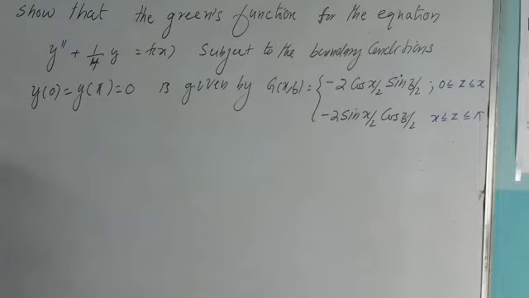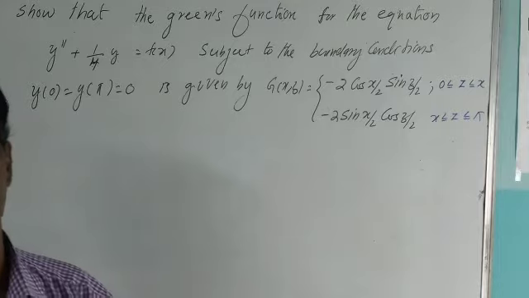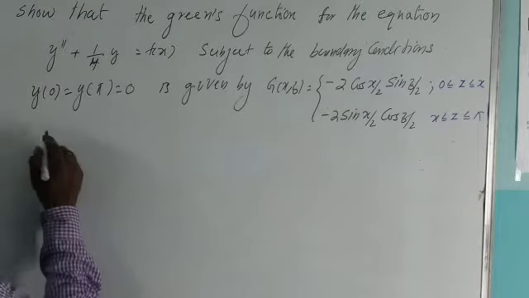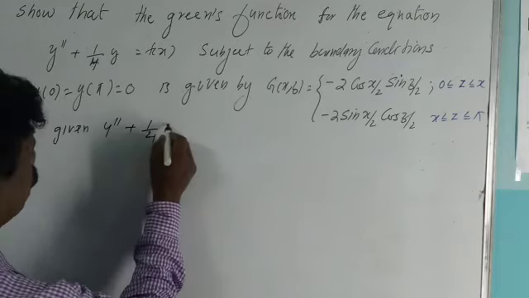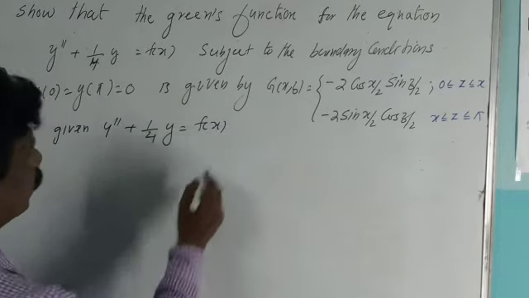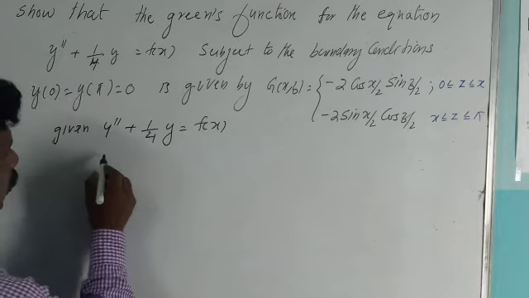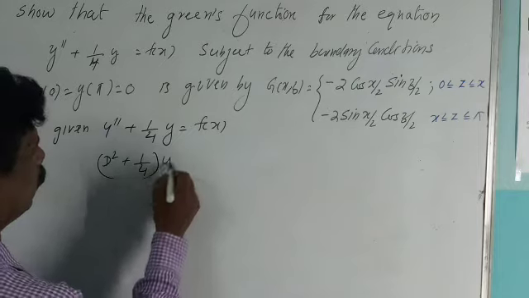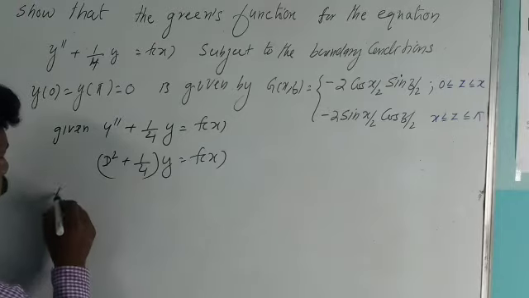See, the method of solving Green's function means, first of all we have to find out the differential operator of the given equation, y double dash plus 1 by 4 y equal to f of x. The differential operator of this function we can write as capital D square plus 1 by 4 into y equal to f of x.